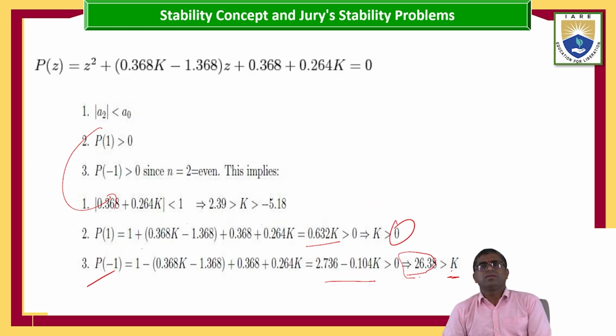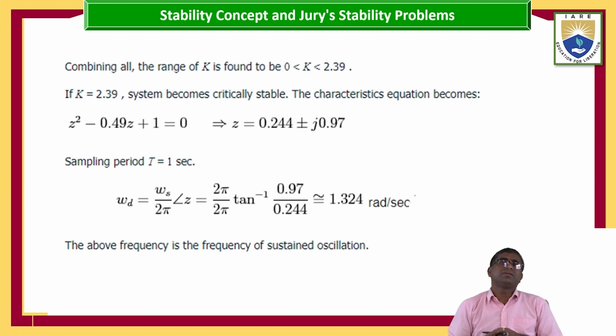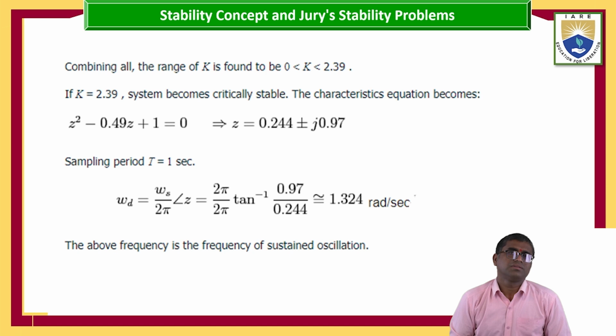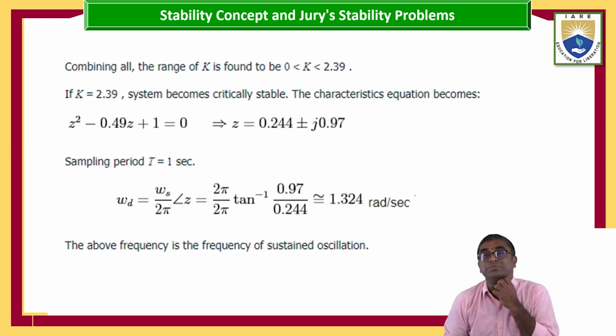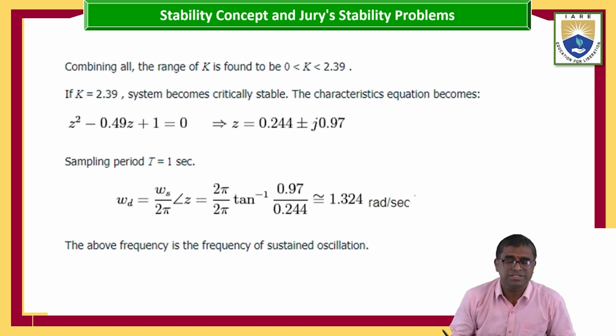So k value is between these values. Okay, so finally, what I am saying is k will be found between 0 and 2.39. If k equal to 2.39, it becomes a critically stable condition. So what happens then? It is coming as the characteristic equation z square plus 0.4048z plus 1. From that one, we got the z value.